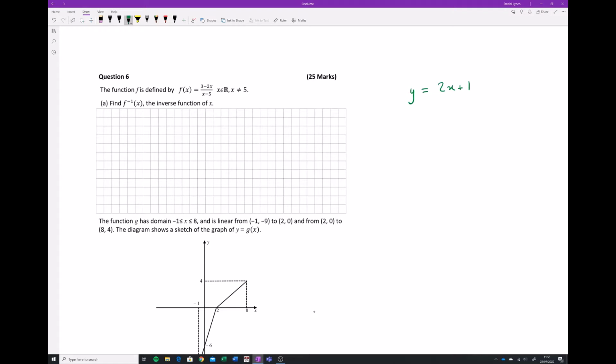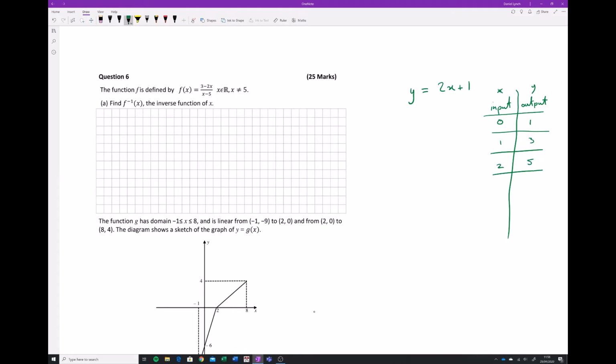Now what you could do is make a little table of inputs and outputs. For instance, if we input 0, that's our x value, typically, that's our y value. If we input 0, we're going to get 1. If we input 1, we're going to get 3. When we input 2, we're going to get 5, and so on and so forth.